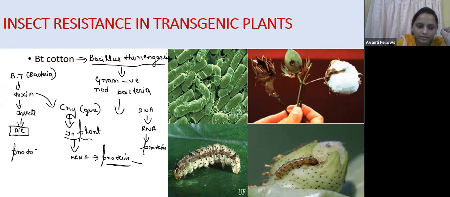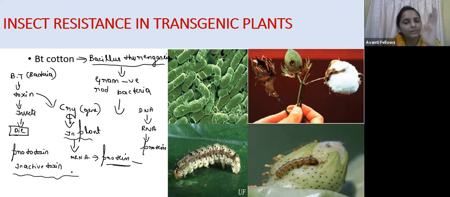The toxin produced was prototoxin, which is also called inactive toxin. It is in the inactive form, both when it is present in the bacteria and when it is present in the plant.